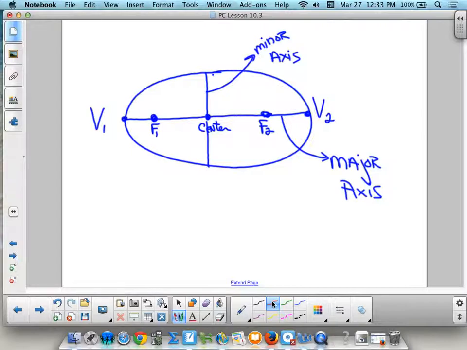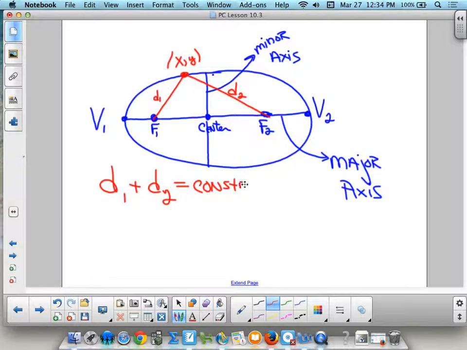Here's the definition. If you pick a point on your ellipse anywhere, call this my point, X, Y. The definition of an ellipse is the distance from this point on the ellipse to the first focus, call this distance 1, and the distance from the point on the ellipse to the second focus, F2, call this distance 2. The definition says if you take the 2 distances and you add them up, D1 plus D2, you always get a constant number. Now whether that's 5, 10, 15, 20, I don't know.